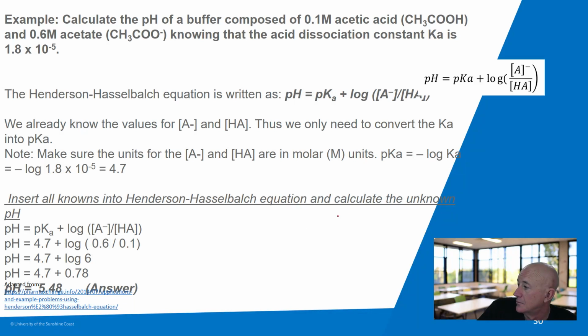This one's just another example. Calculate the pH of a buffer where it's got this much acetic acid and this much acetate ion. What you're relying on here is that you can recognize this is the HA there, and this is the A minus here. They don't give you the pKa, but they give you the Ka, so you have to take the negative log to base 10 of this and then plug the numbers in. So there's the equation.